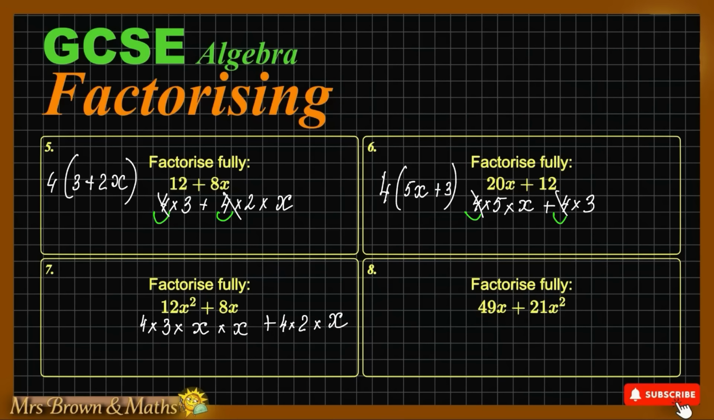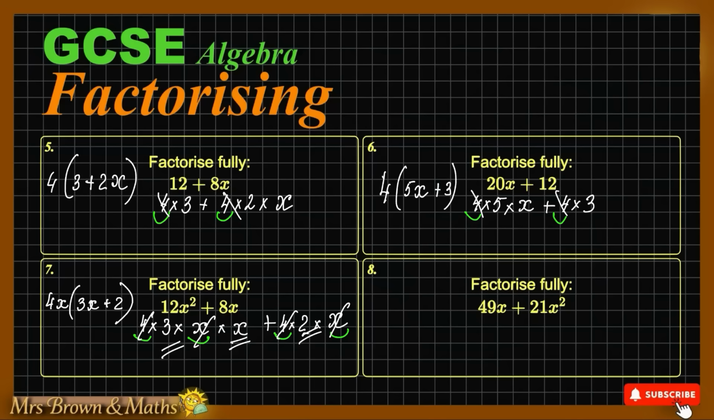So what is in common? 4 times x. Both terms. So 4x goes in front of the bracket. What has been left? For the first term, 3x plus second term, just 2.